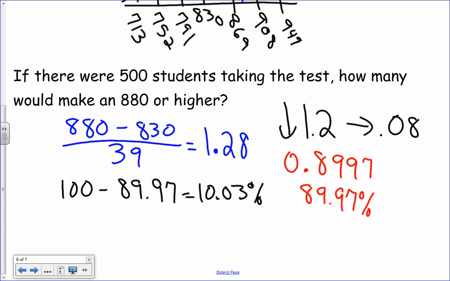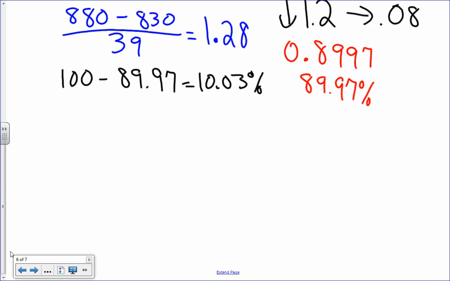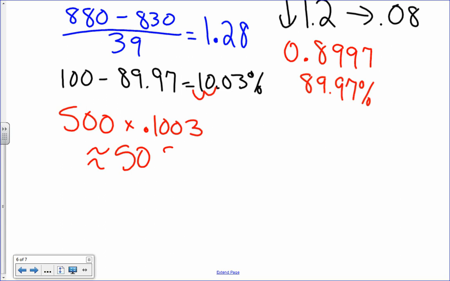How many students are in this scenario? 500. So if we want to find 10.03% of 500, we need to take 500 and multiply it by what? Move the decimal 2 spots left. So multiply it by 0.1003. That gives 50.15, but we wouldn't write a decimal for students, would we? So about 50 students made above 880.